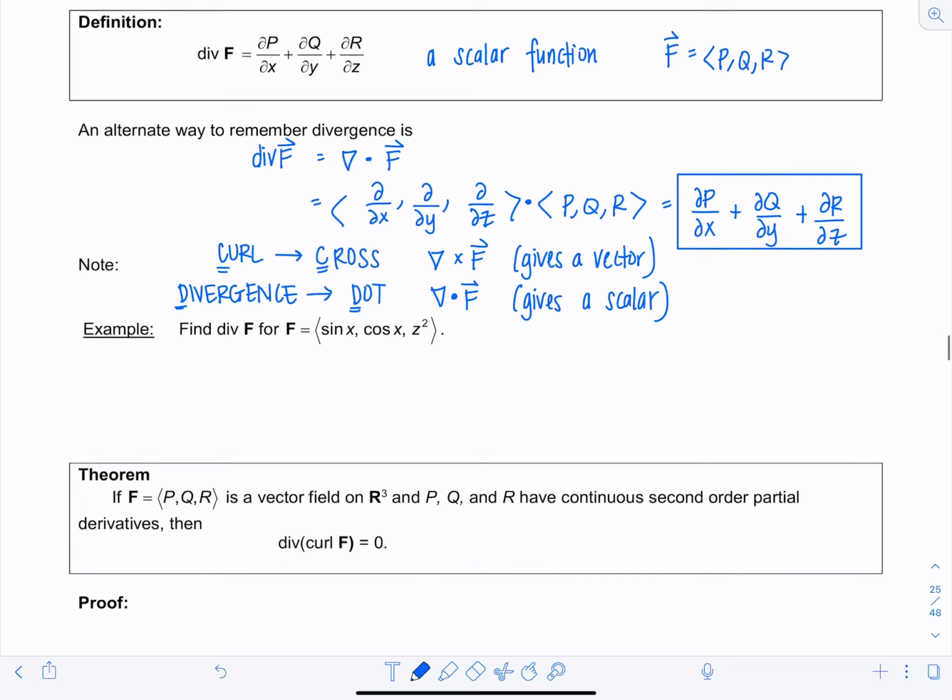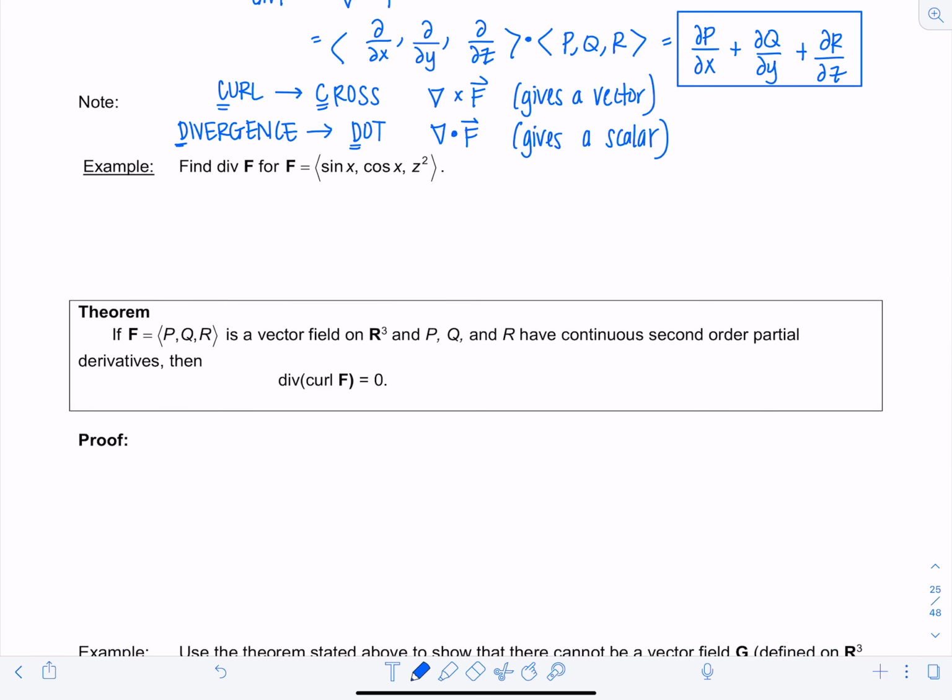Beautiful. All right, so let's find the divergence for the following vector field, F, with components sine of x, cosine x, and z squared. This is going to be so relaxing, look. So divergence of F is going to equal the partial derivative of sine of x with respect to x, that's cosine x, plus the partial of cosine x with respect to y, that's just 0, plus the partial of z squared with respect to z, that's 2z. So that's it, it's just cosine x plus 2z. Box it and move on with your life, if you can.